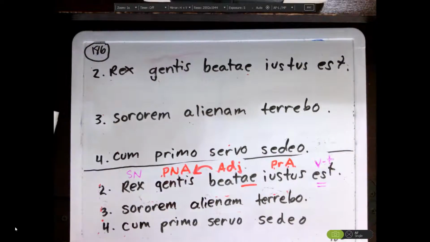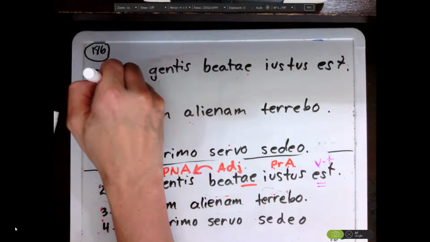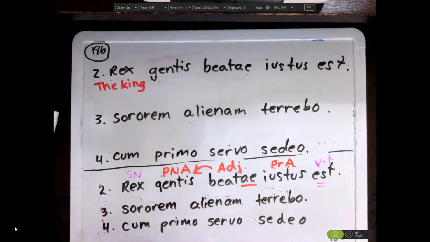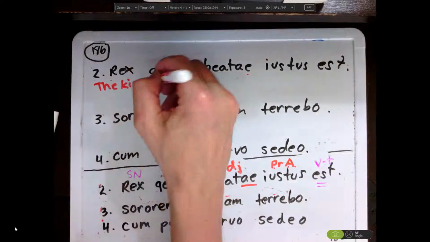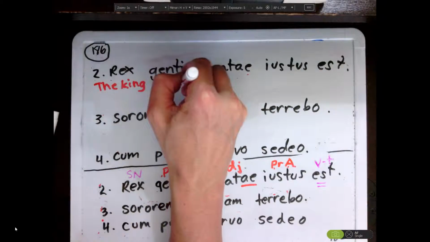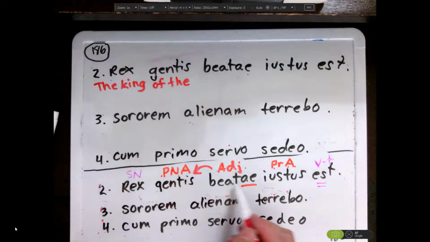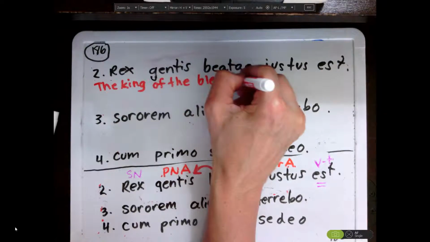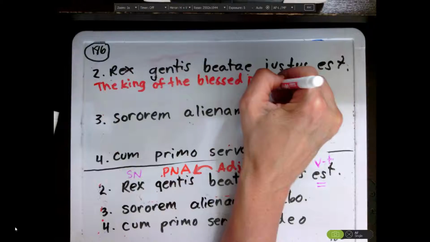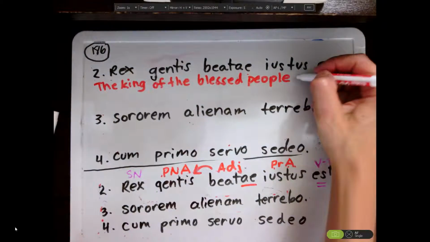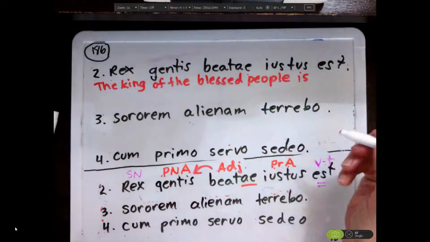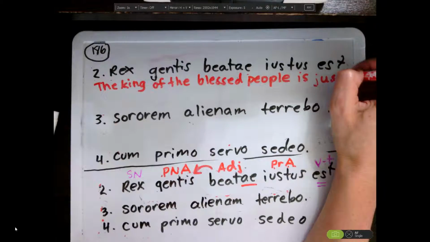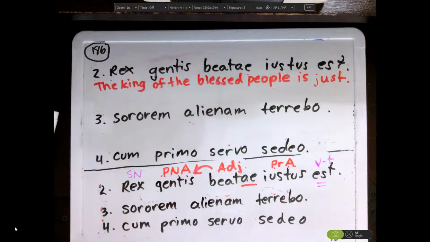So we're going to look up here. Rex, the king. And gentis, possessive noun adjective. Gens gentis, of the gentis meaning people, but beatae telling us what kind of people. The king of the blessed people. Est is beatae. No, I'm sorry. Est is justus. Justus meaning just. The king of the blessed people is just.